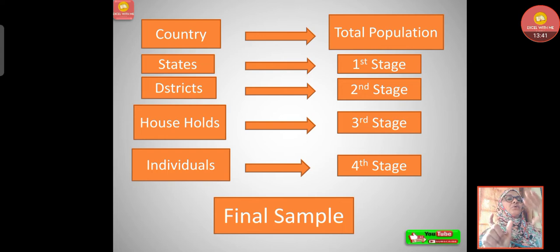First, country, that means the whole population we can see. Then, in our country we have different states. The first stage is dividing into states, and then the second stage will be districts. So many districts in each state, so we divide them into districts. Then households, how many households are there, we can take as a third stage. Then individuals, that is the fourth stage. Then the final sample is drawn from all these groups.